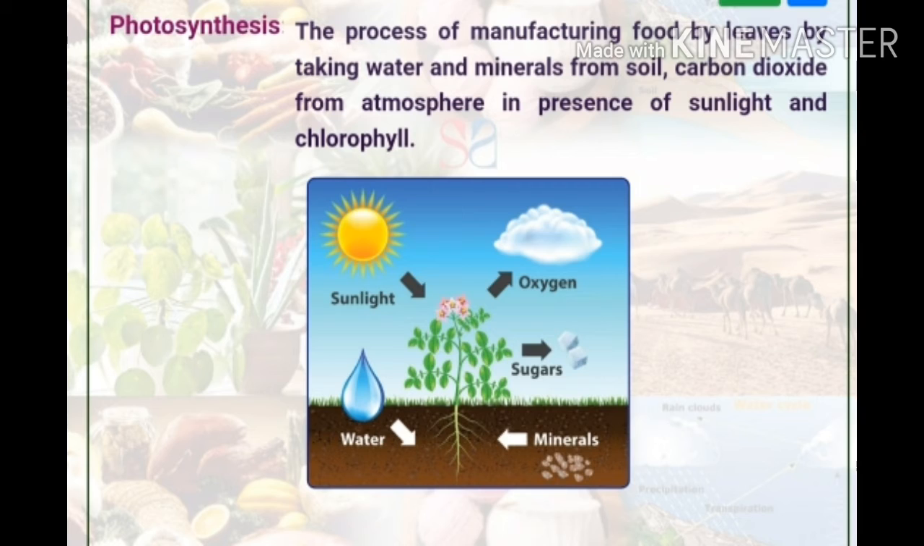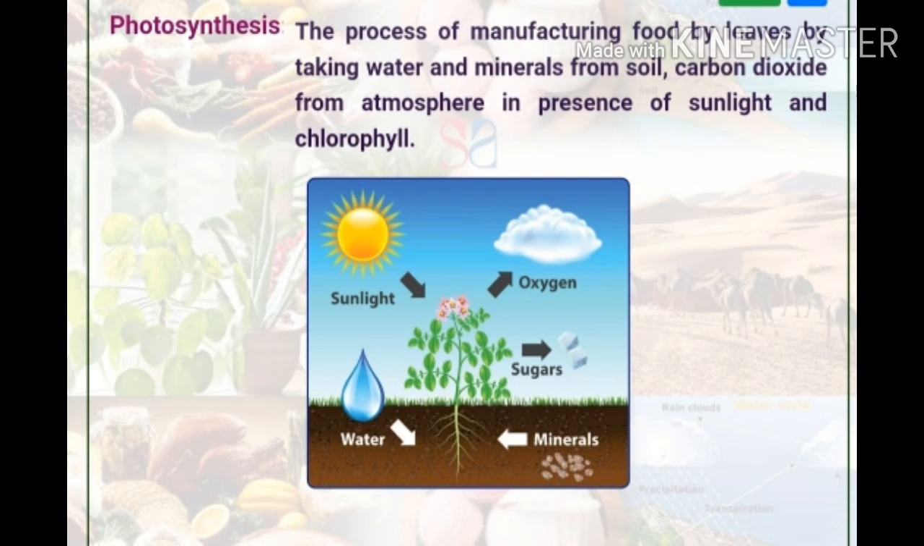Photosynthesis. The process of manufacturing food by leaves by taking water and minerals from soil, carbon dioxide from atmosphere in presence of sunlight and chlorophyll. So this process is known as photosynthesis. Simply we can say the process of making food by green plant is known as photosynthesis.